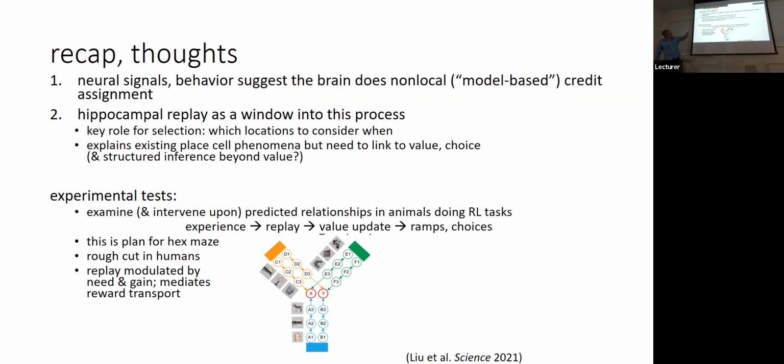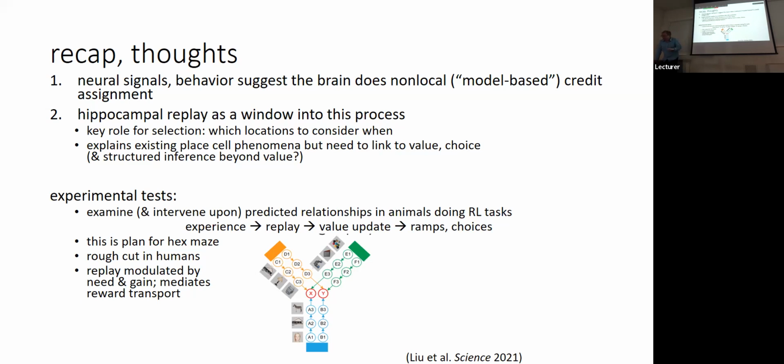And I think this explains existing place-cell phenomena, but those experiments, again, were really sort of dynamic reinforcement learning tasks of the sort that I started with. So to really close the circle and link this to value and choice, we need experiments like the one I mentioned that Thomas is doing, or hippocampal recordings of the one that I showed you.